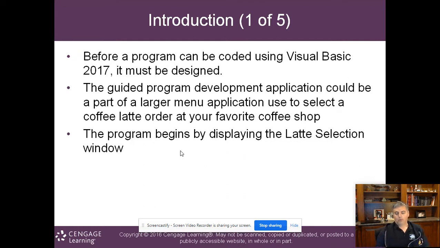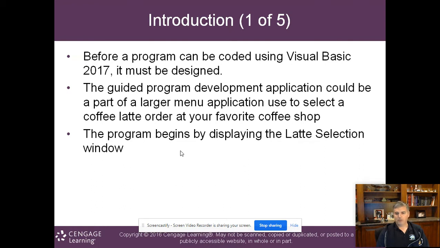So the process of translating those requirements into a user interface is program design. The guided program development application that you're going to be developing is a very, very simple application. Think of it as a small little piece of a larger application. It's going to be a coffee latte order. You're selecting either a latte or coffee or a mocha in these two pictures that you're displaying back and forth. So a little application for a coffee shop.